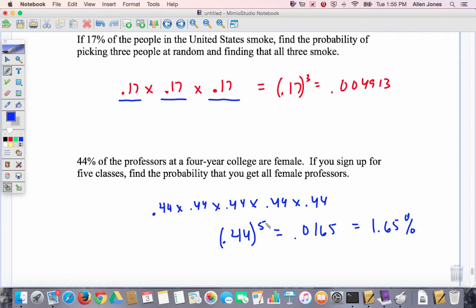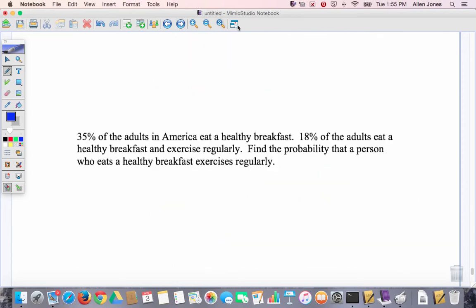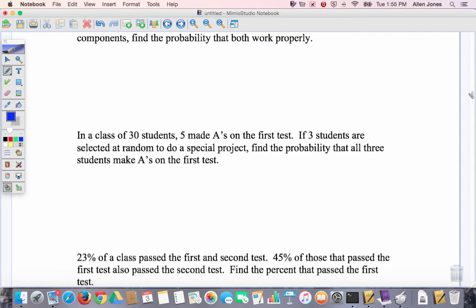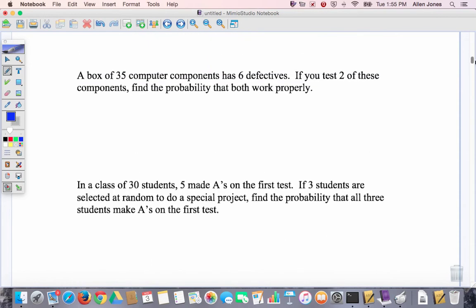Now some people might write that as 1.65%. Okay, we've already talked about the fact that our probability can be a decimal, a percent, or a fraction. Any one of the 3 is acceptable. Here I have 2 of the 3, the decimal and the percent. Oh, let's keep moving on here.